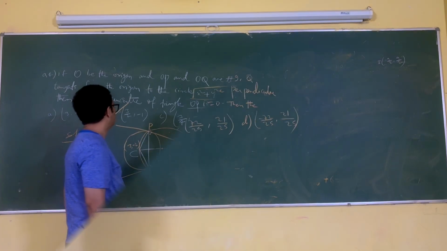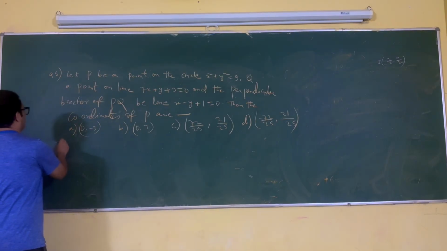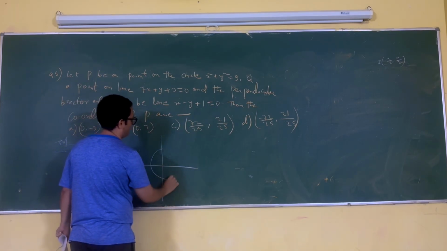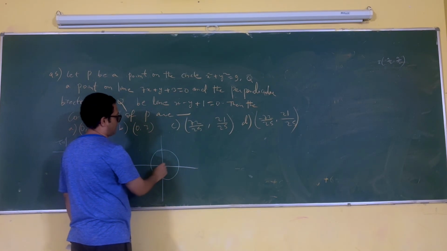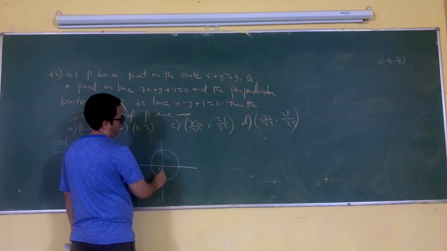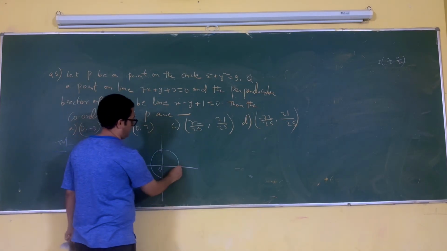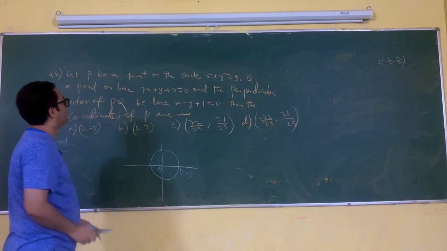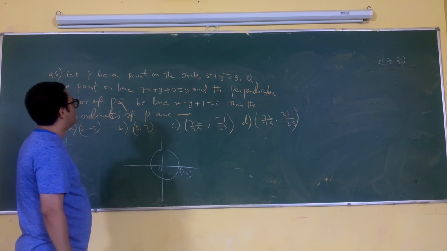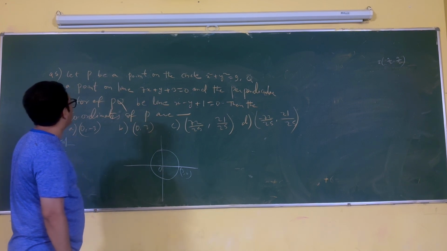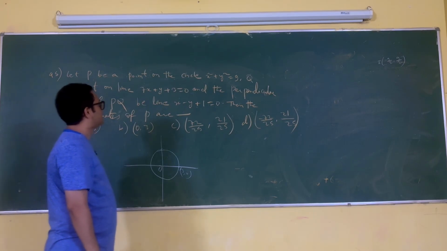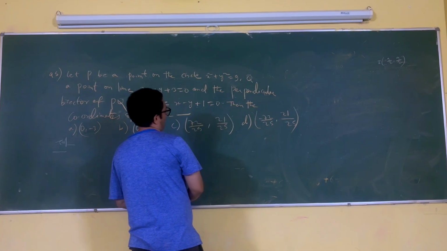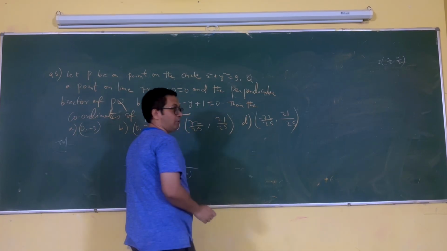P be a point on the circle. So the circle is there. If you draw like this, x square plus y square, so O be the center of the circle, and this point will be 3, 0. Q a point on a line, and the perpendicular bisector of PQ be this line. So just understand it this way. Perpendicular bisector?